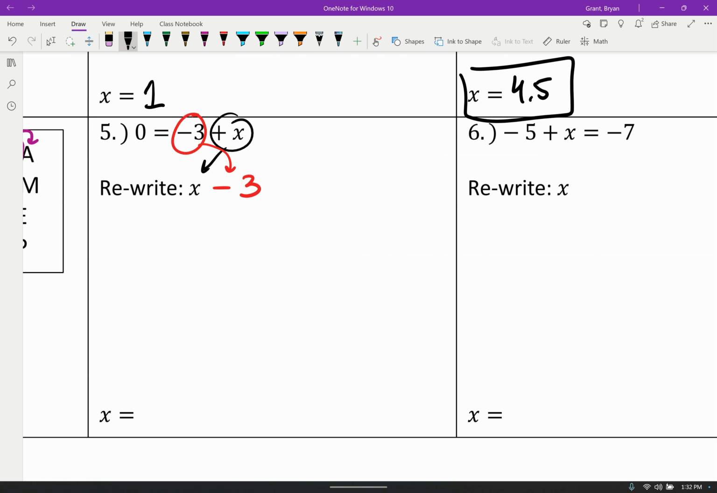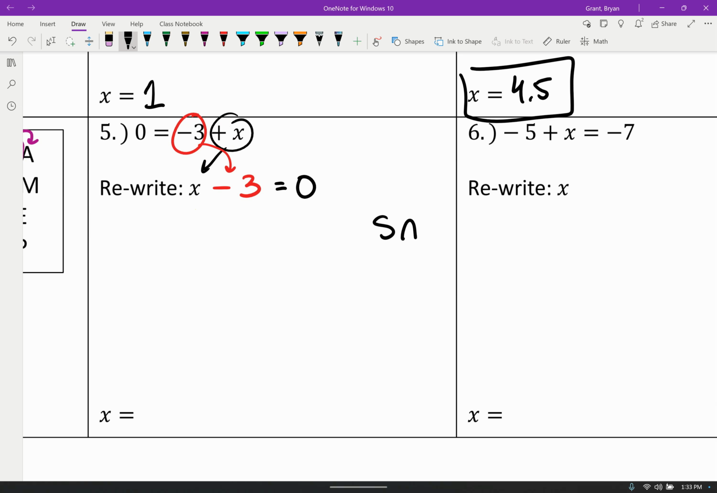Wait, we need an equal sign, though. So we have equals, and then what's on the other side? Oh, 0. So we actually rewrote this in 2 ways. We took the right side of the equation and put it on the left, totally allowed, and we moved the positive x first and the negative 3, making it a minus 3 second.